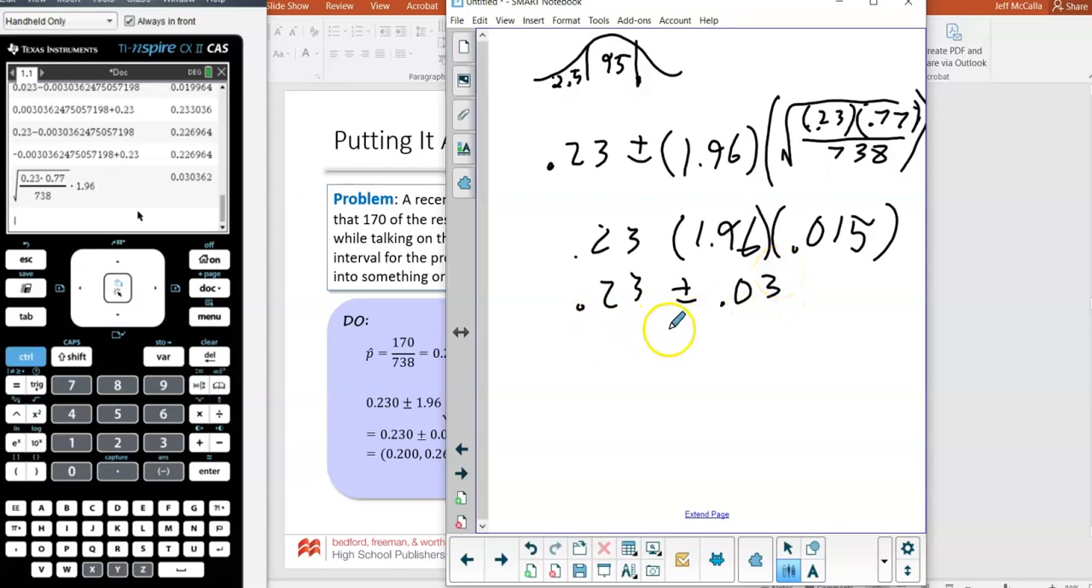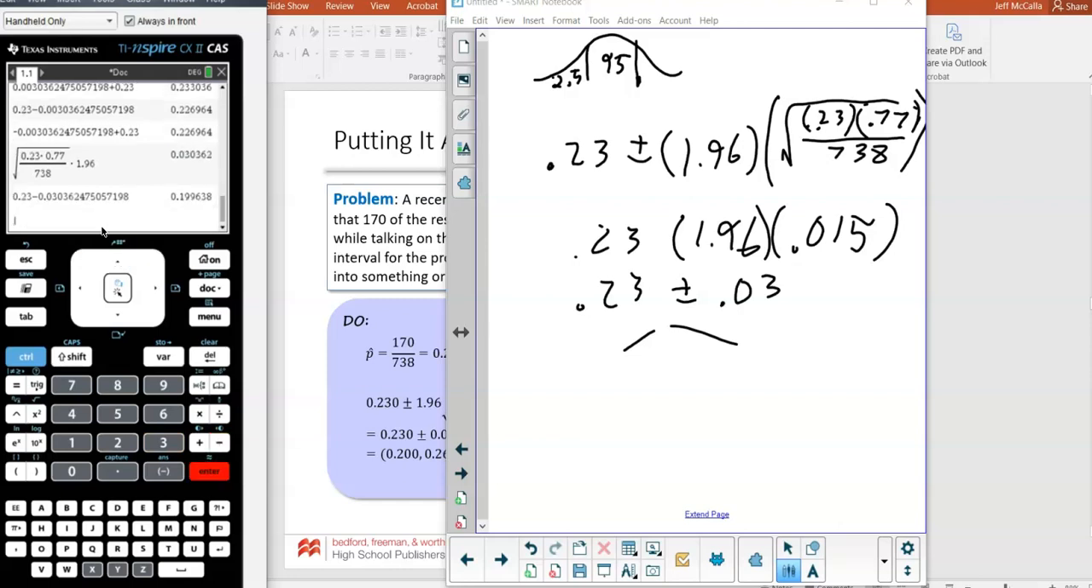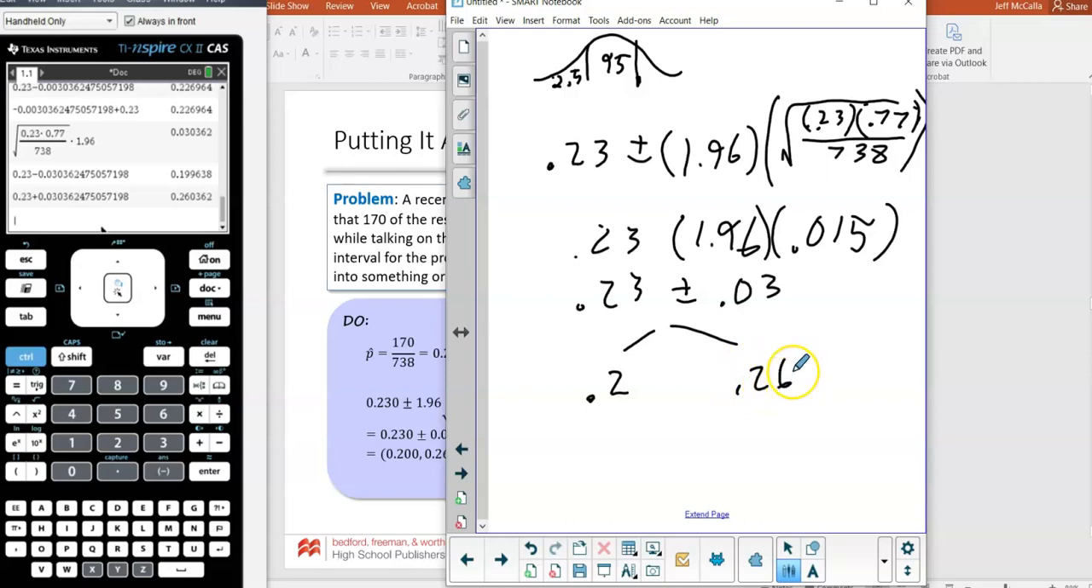So then I'm going to do both those things to get my lower bound and upper bound. So on my calculator, I do 0.23 minus that number and 0.23 plus that number, the margin of error. Now I got it right. So 0.199, which is 0.2, and 0.26. Now we got it right.